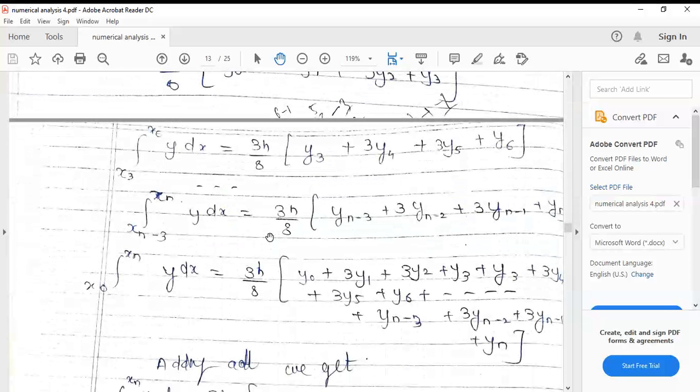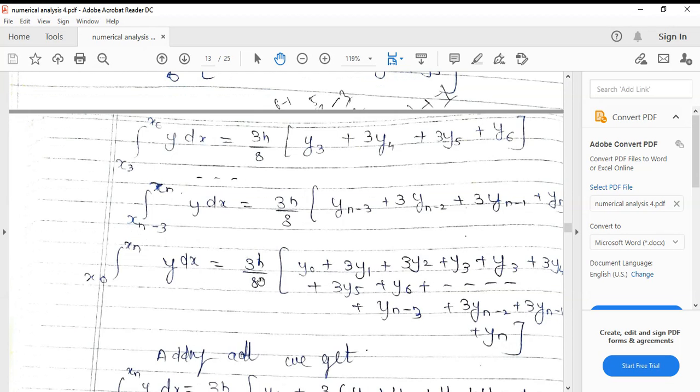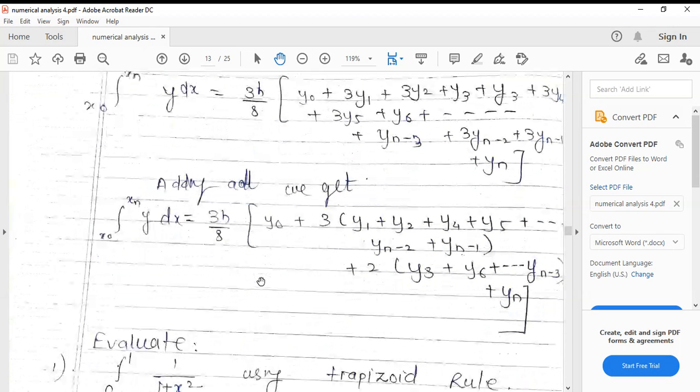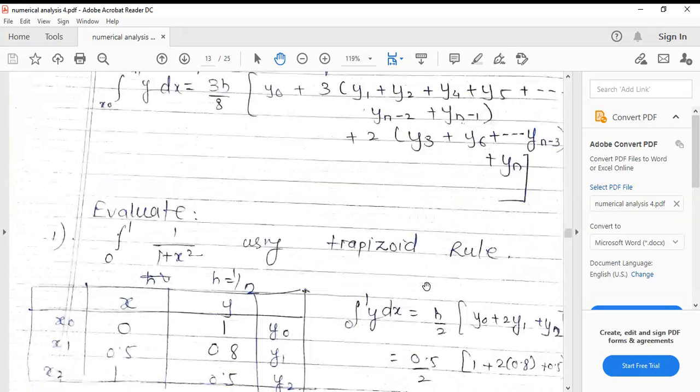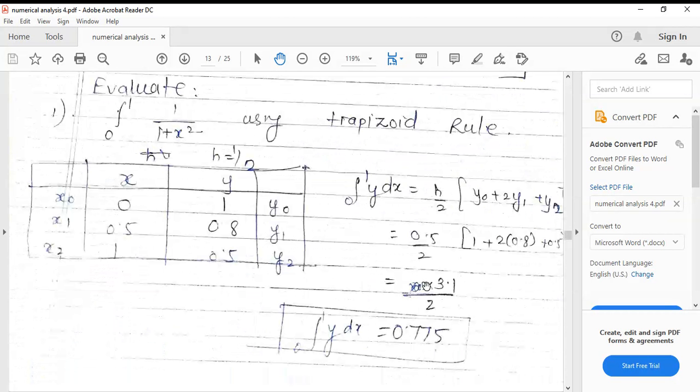Similarly, you can carry this forward for x3 to x6, and the last term will be xn minus 3 to xn. Then, combining all those, we can write the integration. The terms which are multiples of 3, we keep in one bracket, and the multiples of 2, we keep in another bracket. Then we can write the formula, and this is the formula for Simpson's 3/8 rule. Now we will solve some examples.